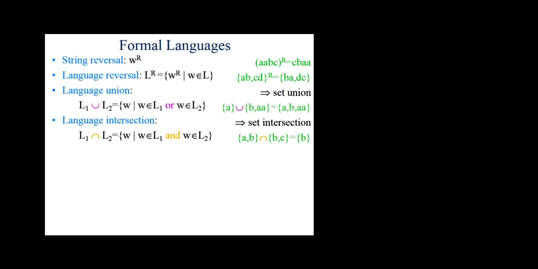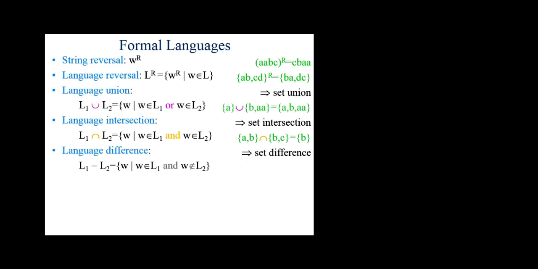So language intersection, again, that's basically set intersection. A language intersected with another language is all the elements of one that are also in the other. So it's the intersection of the two sets being the two languages. Okay? Any questions about that? It's pretty straightforward so far.